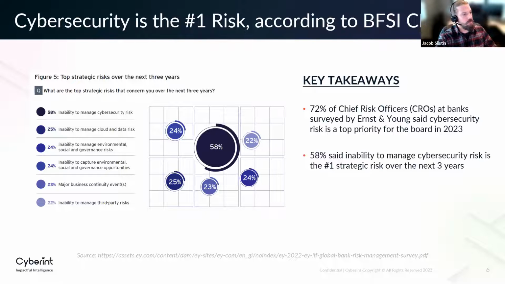Now, 72 is a calculation of 58% here that say, okay, we have the inability to manage cybersecurity risk. So that's a very top priority for them, 58%. And they also mentioned 22% here as the inability to manage the third-party risks. So out of those 22%, if we look at 58% out of the 22, we get the number here. So as you can see, it's a major concern when it comes to chief risk officers across different financial organizations.